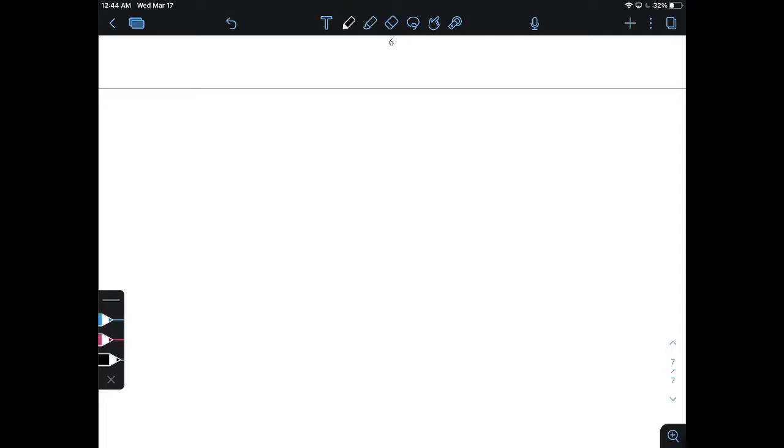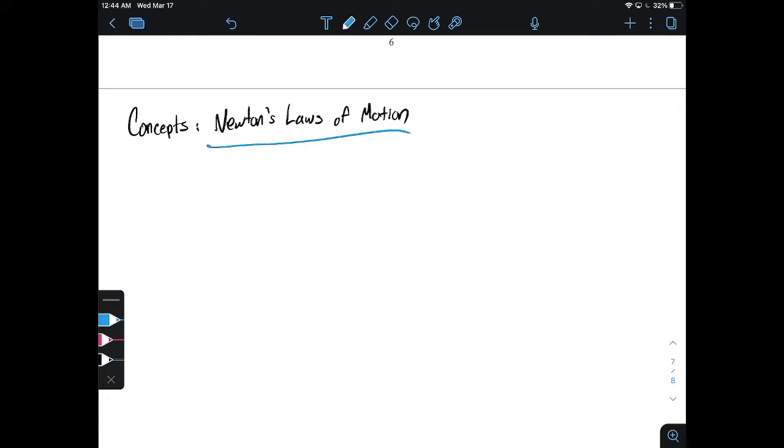So, as I was talking about, the topic is Newton's laws of motion. So that would be our topic. Add a little color, I guess, and let's go into it. So the first thing we're going to define is inertia.